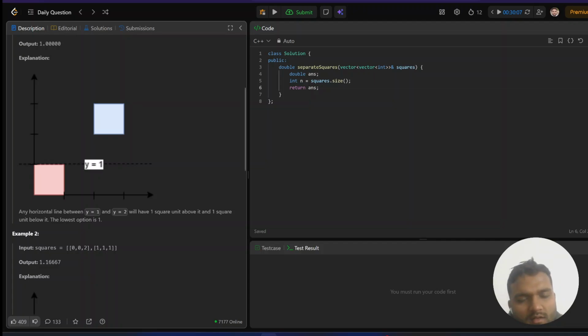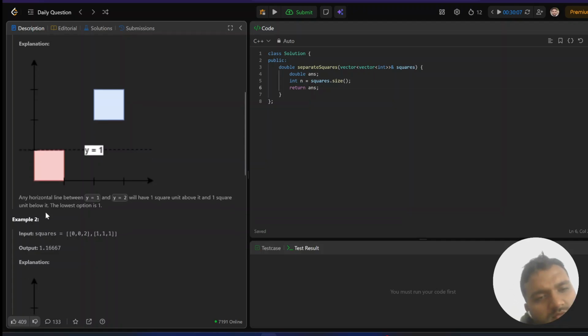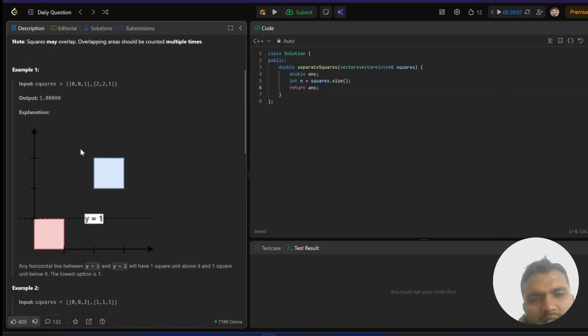Wait, here I can see a binary search. I will take a low and an upper max as y. We will calculate the mid. If mid gives a greater area, then we shift there. Can we implement it like that?